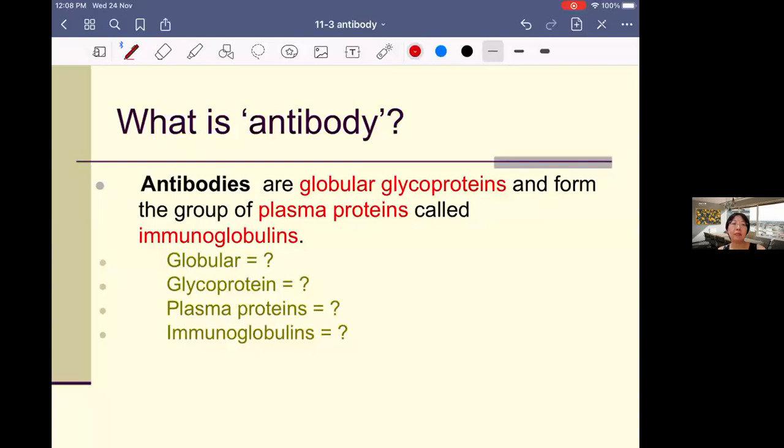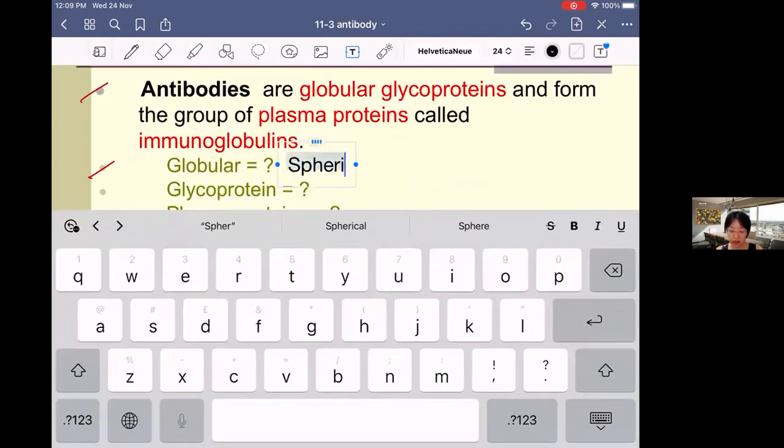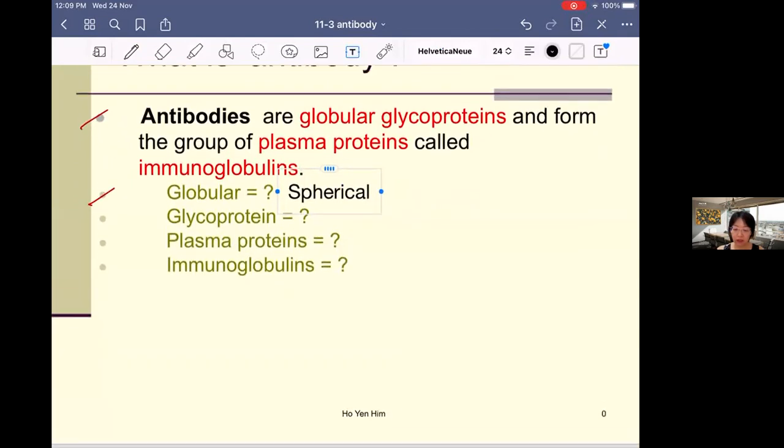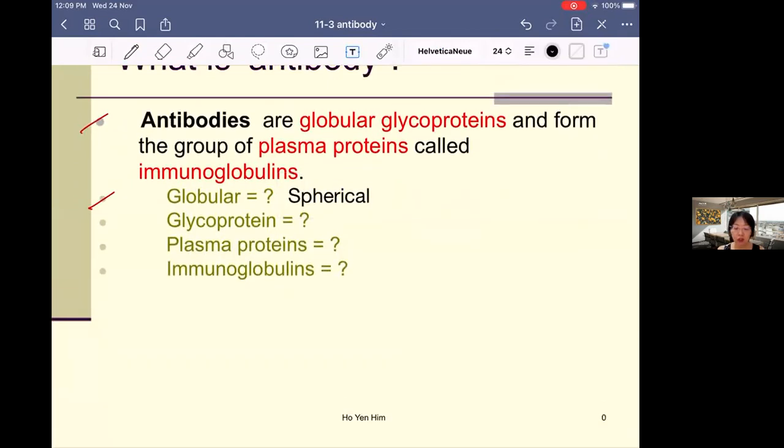So what is an antibody? Antibodies are globular glycoproteins. So remember, what is the meaning of the word globular? Angela? Globular stands for what? Spherical. Spherical, yes, very good. Globular is spherical. Good. It's a three-dimensional shape, right? Formed by extensive bending and folding of a polypeptide chain.